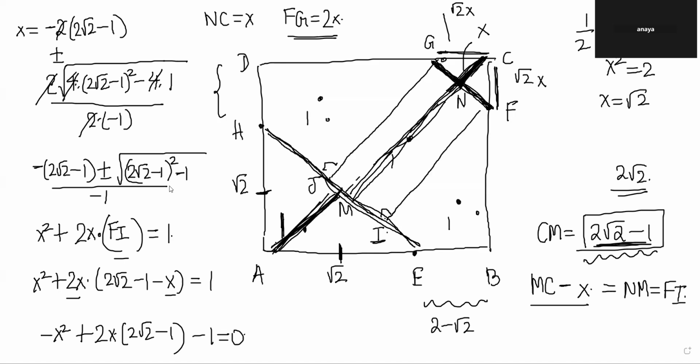The x cannot be negative, so we'll take the positive sign, right? And this becomes root over 2 root 2 minus 1 plus 1. So 2 root 2 and 2 root 2 minus 1 minus 1. So 2 root 2 minus 2. So this is 2 times root 2 minus 1. Again, a 2 comes out and it becomes root of 2 minus root 2, right? And it is a slightly weird answer so far.